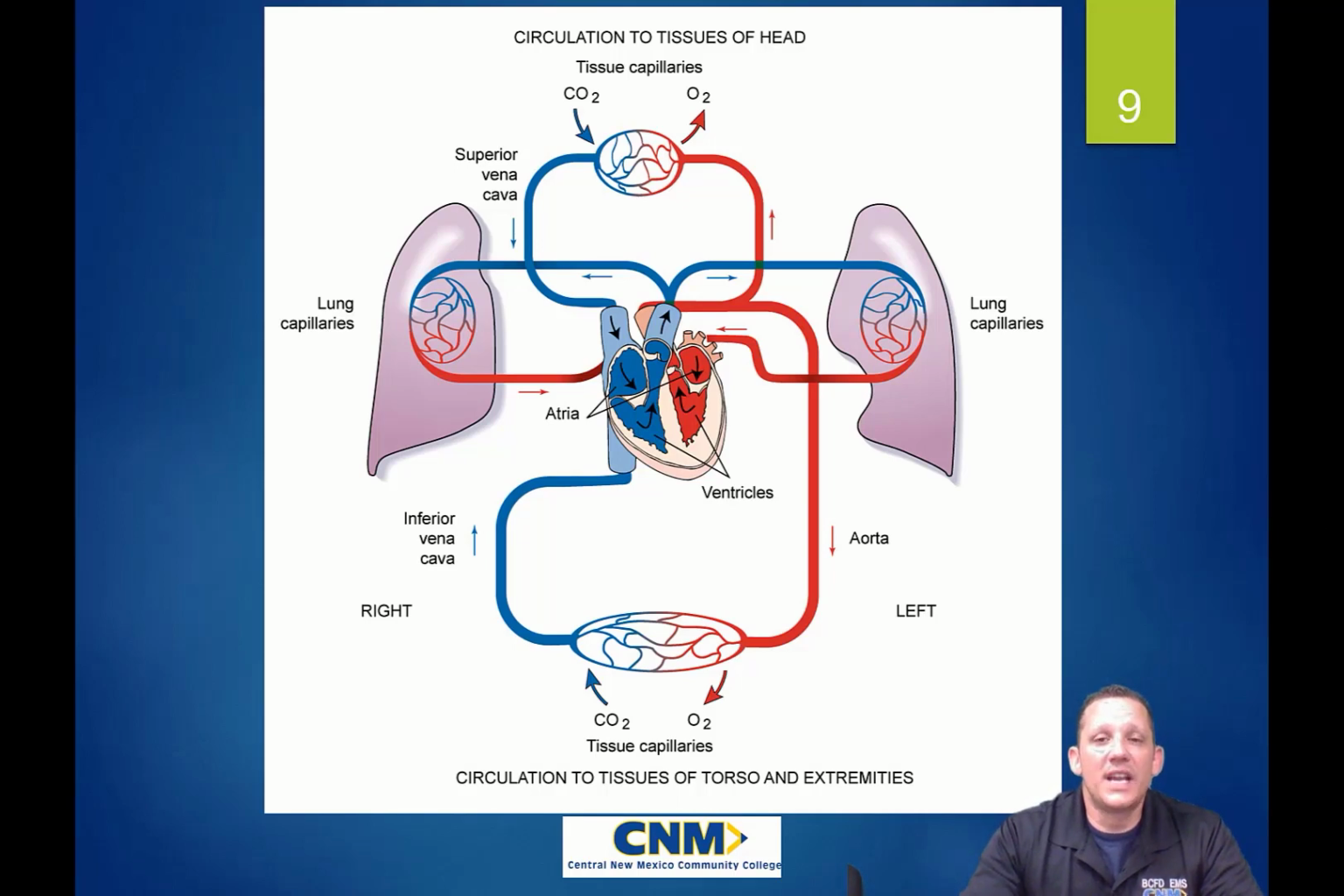Then it becomes oxygenated. It comes back in the pulmonary veins. It's now red. This is the only time that you're going to see a mismatch of the colors. It comes back into the heart on the left side, into the left atria, goes into the left ventricle, and then gets pumped out through the aorta to the rest of the body. So if you're looking at that, you can see there's 2 main trunks to this. We have the major trunk to the torso and the extremities, and then we have the brain.